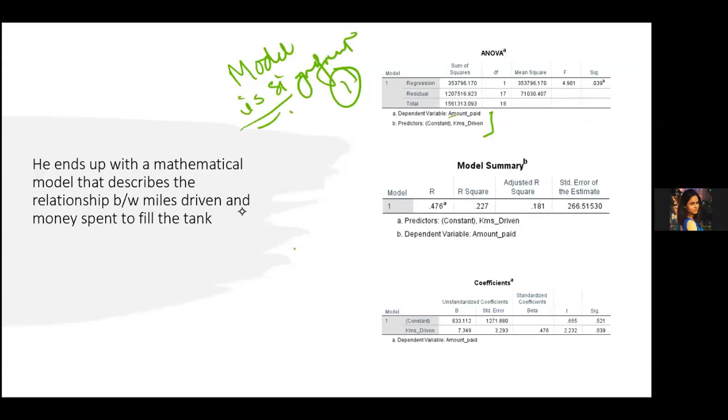Second क्या देखेंगे हम? What is the second thing that we have to check? Model summary. Okay. And which value exactly do you have to see? R square. And what is the percentage and what is it telling?